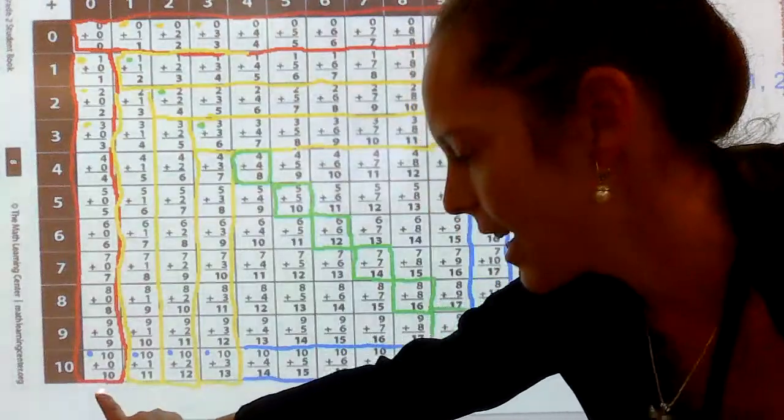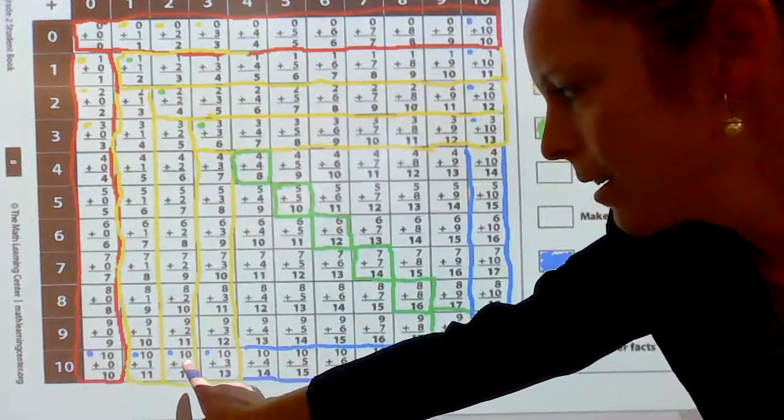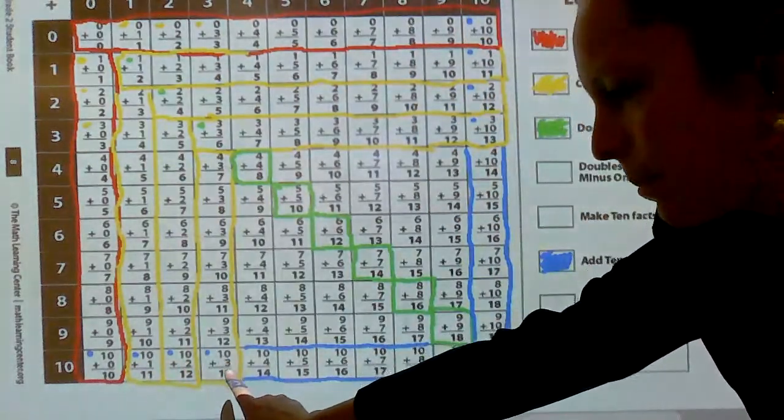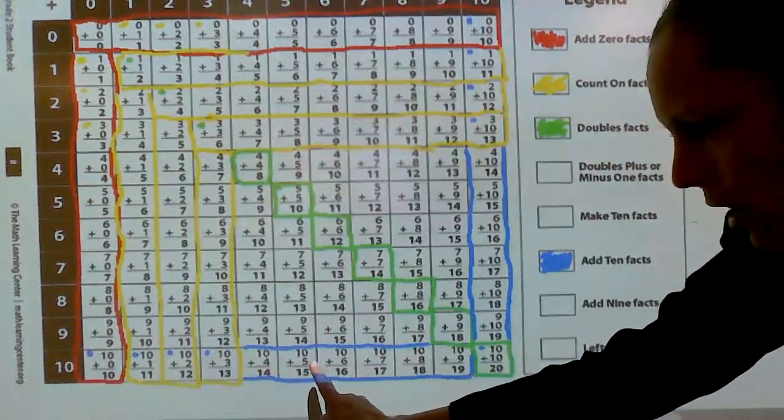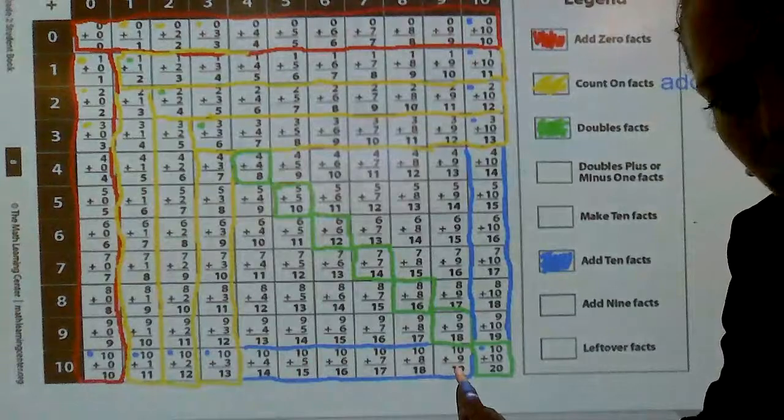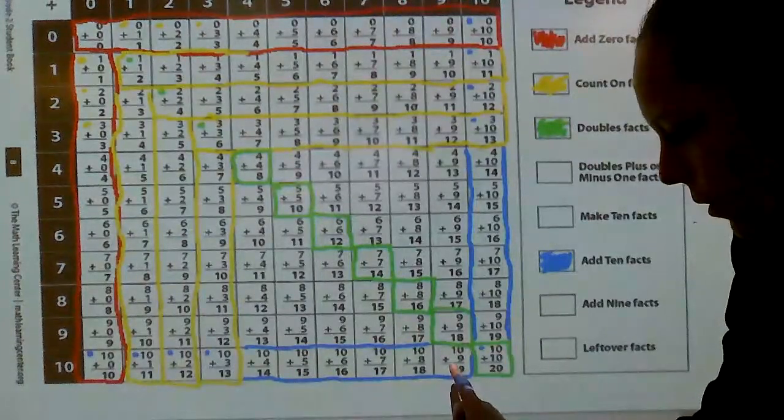10 plus 0 is 10. 10 plus 1 is 11. 10 plus 2 is 12. 10 plus 3 is 13. So we're adding 10 all the way across. So I shaded all of those blue because that's our only strategy so far with those.